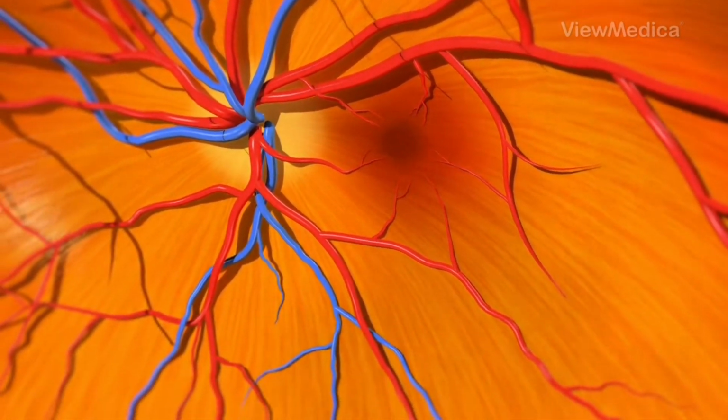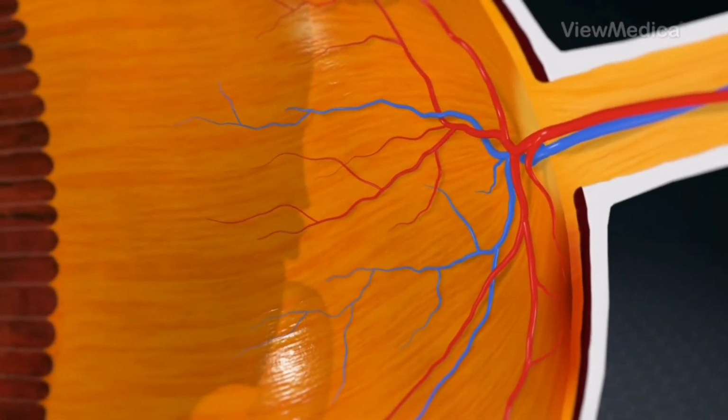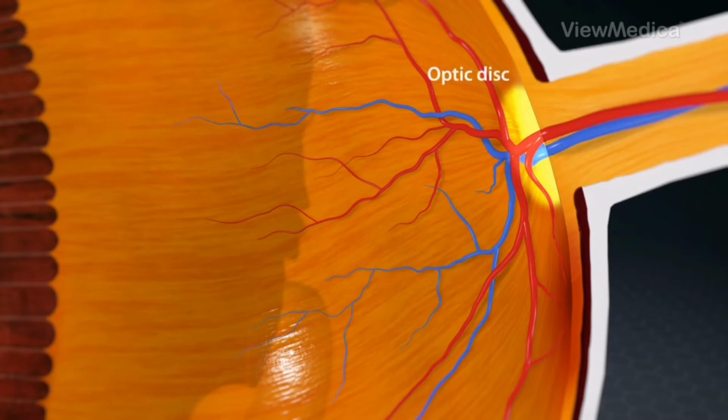The retina is nourished by blood vessels in an underlying layer of tissue called the choroid. The retina converts light signals into electrical impulses. These travel to the brain through the optic nerve. The area where the optic nerve attaches to the retina lacks light-sensitive cells. It is called the optic disc and is the eye's blind spot.